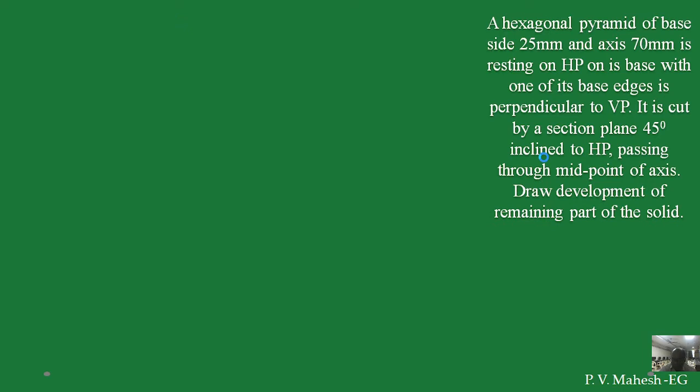Next, a hexagonal pyramid of base side 25 mm and axis 70 mm is resting on HP on its base with one of its base edges perpendicular to VP. It is cut by a section plane 45 degrees to HP passing through the midpoint of the axis. So that is what is given. First we will draw the development of the pyramid without the section plane.